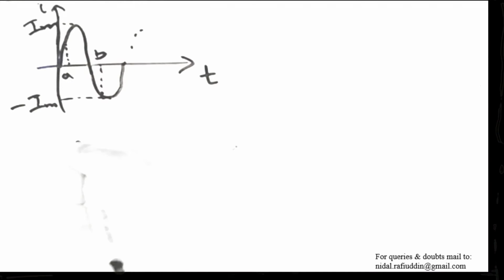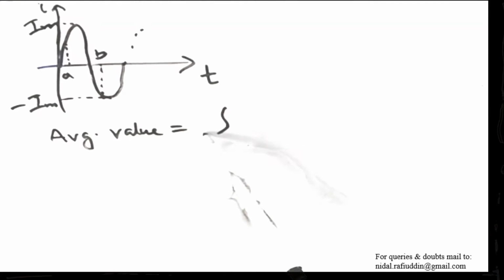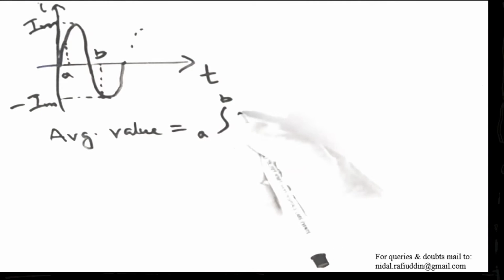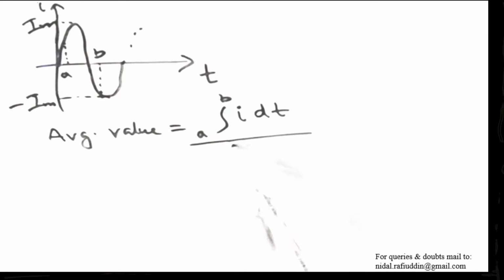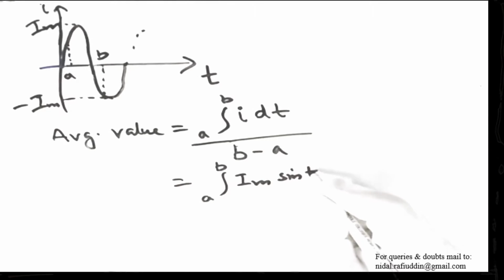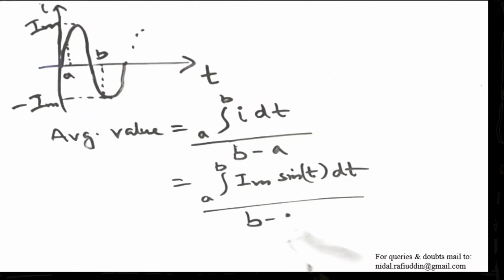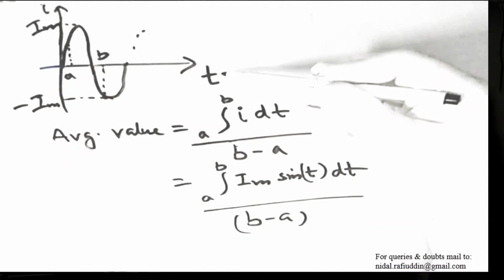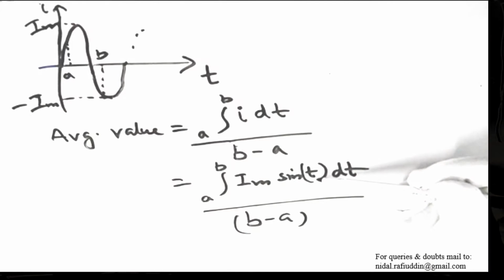Now in order to compute the average value, let's say for the duration A to B, so we are interested to compute the average value between the durations A and B, and we learned that the average value can be computed by the expression given as integration from limit A to B of I dt divided by B minus A. And since for this sine wave we have the value of I as Im sine t, the expression is Im sine t dt divided by B minus A. And I repeat this because we are taking the x-axis as t and not omega t, and that is why we have written this as sine t and not sine omega t.